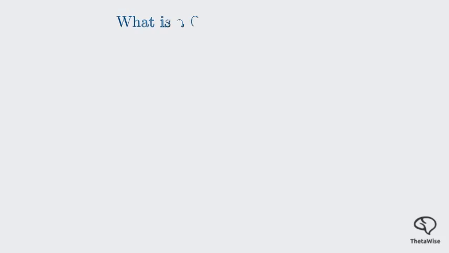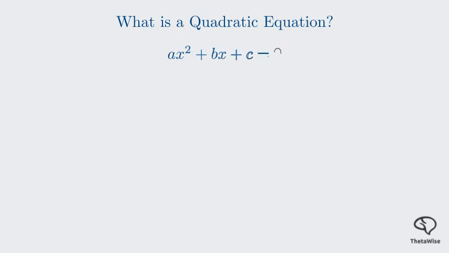A quadratic equation is a polynomial equation of the second degree. This means its highest exponent is 2. The standard form for a quadratic equation looks like this. It's written as a times x squared plus b times x plus c, all equal to 0. Here, x is our variable, the value we want to find. The letters a, b, and c represent known numbers.